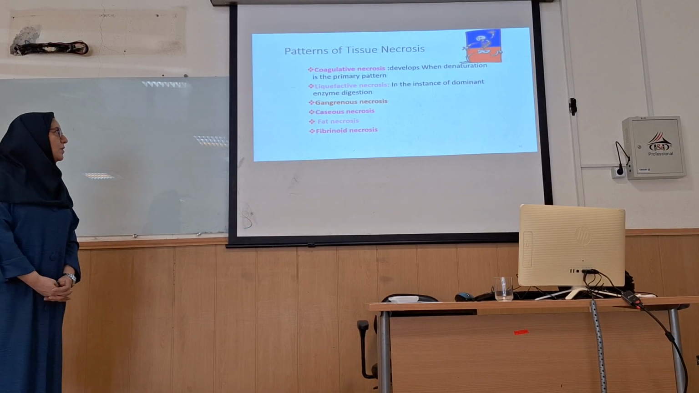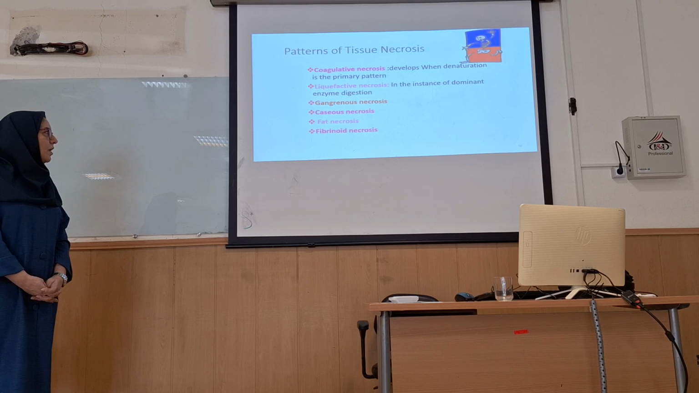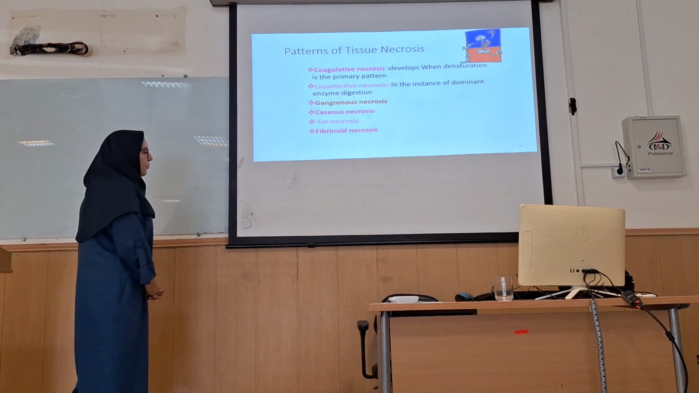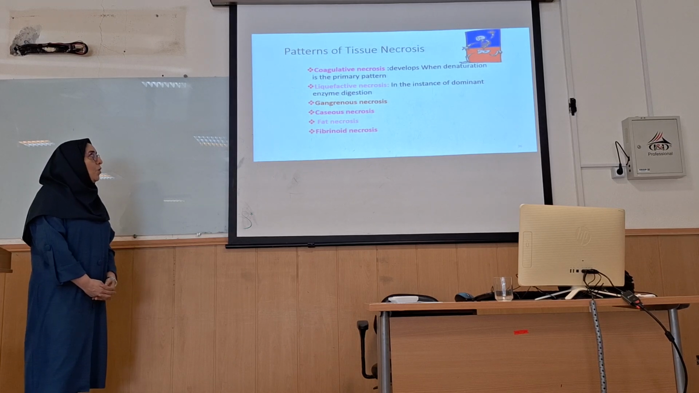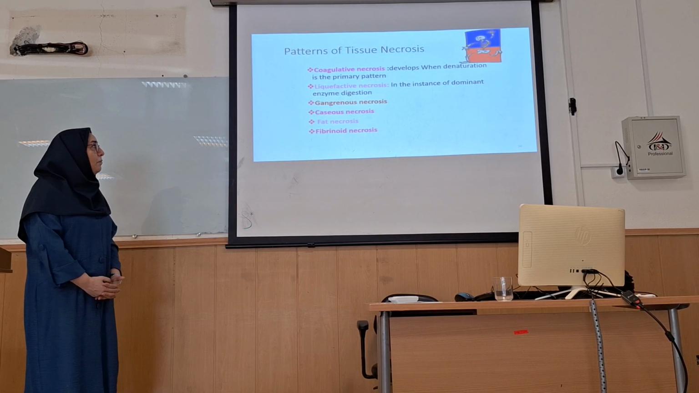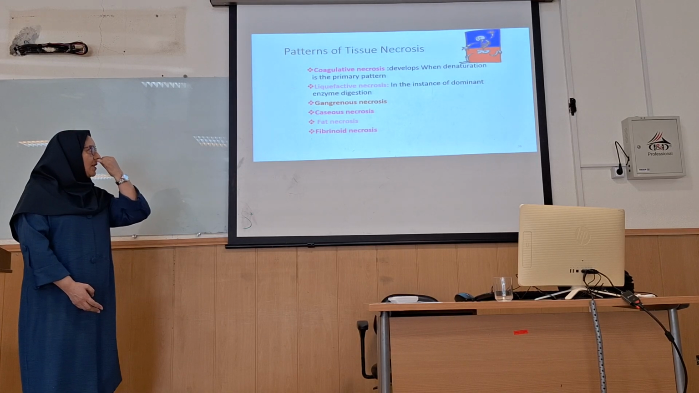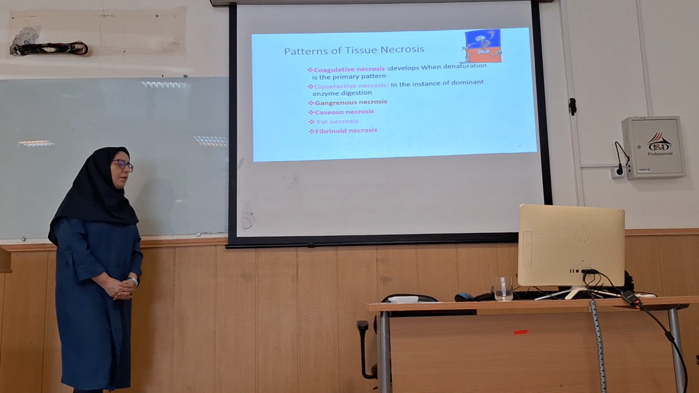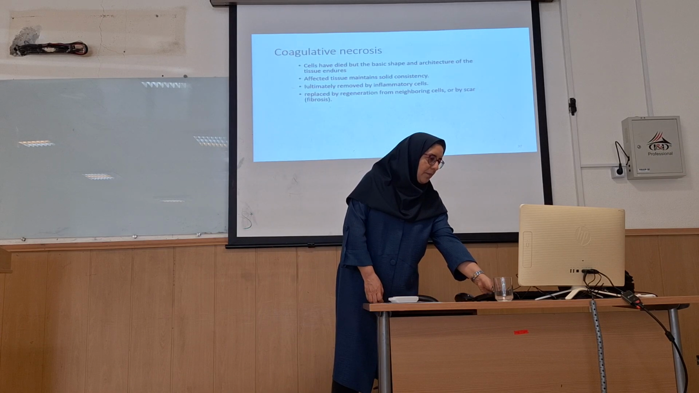We have many patterns of necrosis. In this chapter, we discuss the common patterns: coagulative necrosis, liquefactive necrosis, gangrenous necrosis, caseous necrosis, fat necrosis, and fibrinoid necrosis. The morphologic changes in these patterns are different. In coagulative necrosis, the primary pattern is denaturation of protein. In liquefactive necrosis, the dominant pattern is enzymatic digestion, and liquefaction occurs. We discuss the morphologic changes in each necrotic pattern.